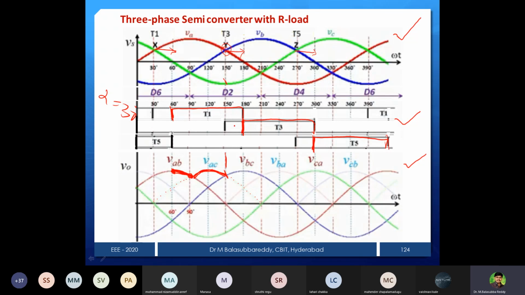This is the starting pulse. In this area, no firing pulse. That's why even though B phase is more positive, A phase device only continues to conduct. The reason is the B phase device does not have a firing pulse. So that is the reason it will continue to conduct on the AC line only. How long? Until the firing pulse is available. Now at this point pulse is available. Now what will happen? Now it will transfer to AC. Now your output voltage is AC.